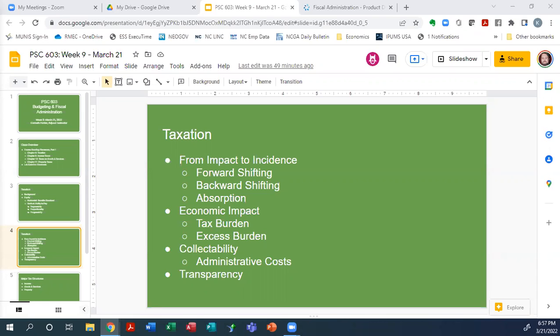One option is to shift it forward, which results in a higher price the customer pays. They can absorb it, which means it eats into their profit margin, or they can shift it backward, in that they can make their supplier or the resources they use to provide certain products or services take a lower rate.